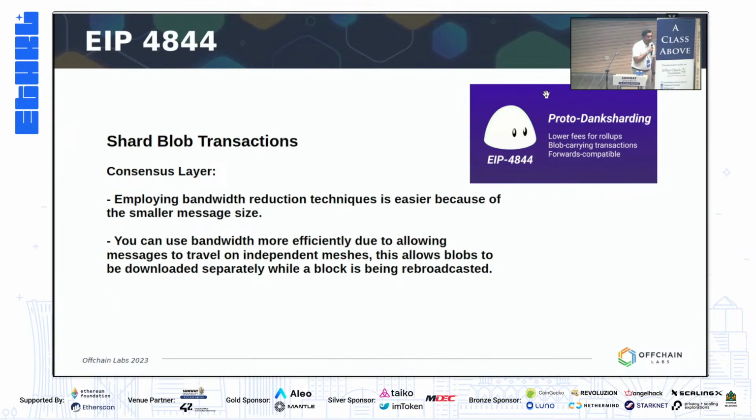Having a smaller message size in the case of decoupled blobs actually allows for bandwidth reduction techniques. This is implemented in the gossip layer. Bandwidth reduction techniques are much more effective if the message size is small rather than larger. Like I mentioned earlier, bandwidth can be used much more efficiently. You have independent meshes that all these blobs can be transferred on.